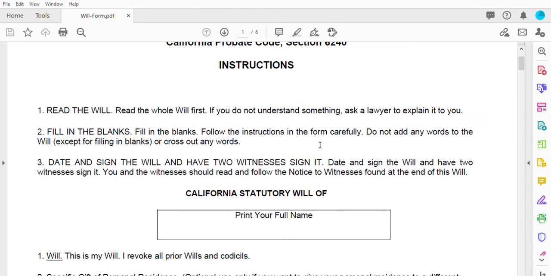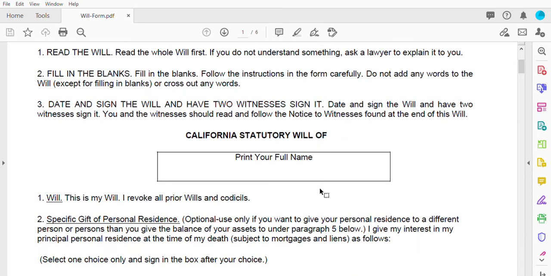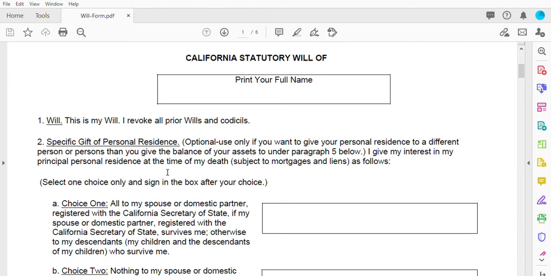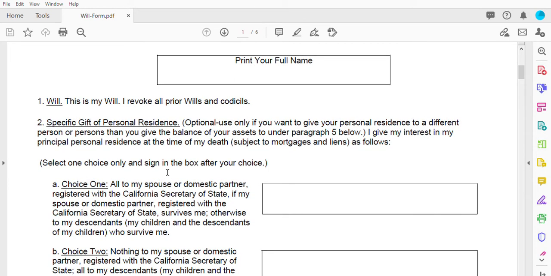Okay, so let's go through this. You and your partner will both need to have your own wills. You can indicate specific gifts. Here it starts off with a specific gift of personal residence.